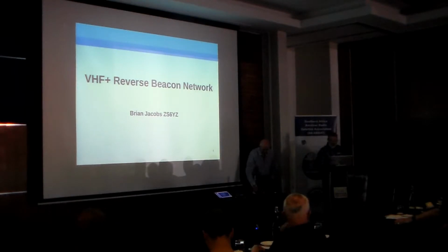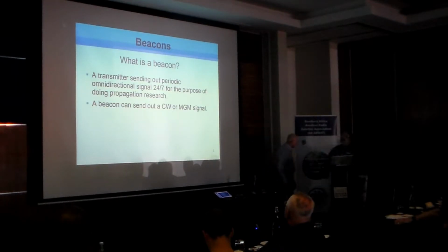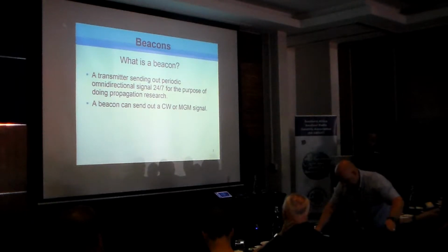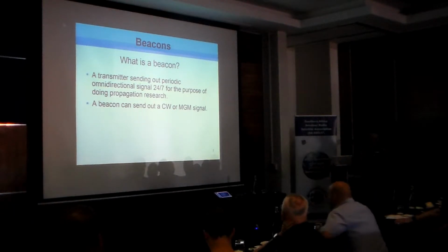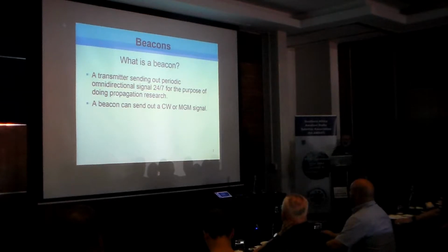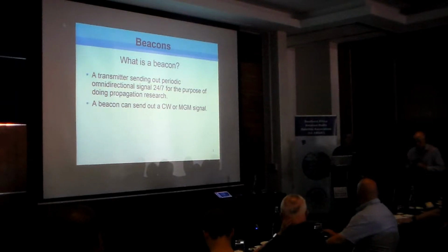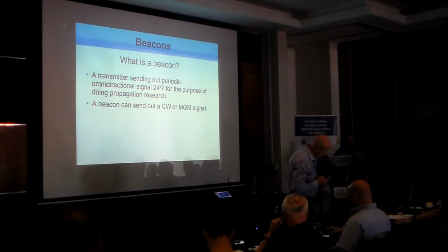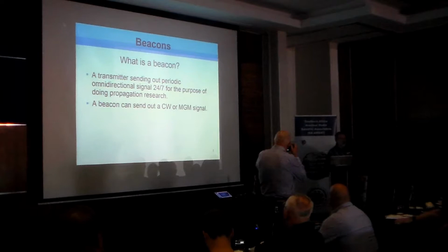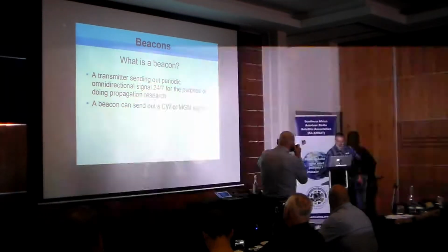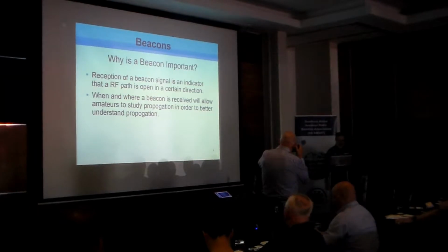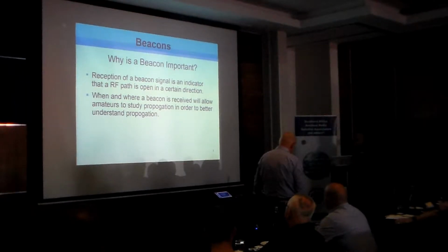So first of all, let's talk about what a beacon is. A beacon is a transmitter that sends out a periodic signal for the purpose of propagation research, so that we know when the bands are open. It normally sends out a CW signal, or an MGM, a machine-generated mode signal. There are various standards involved in what it should send out, and not all the beacons comply with the standards recommended by the IARU.